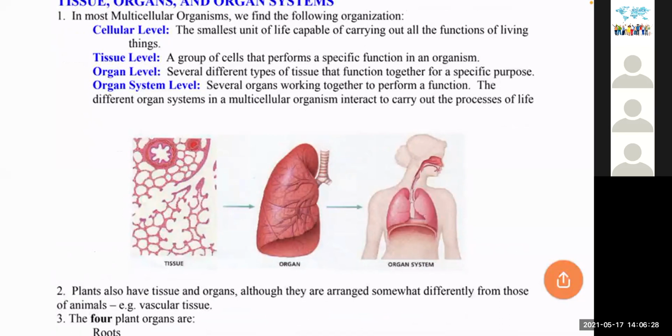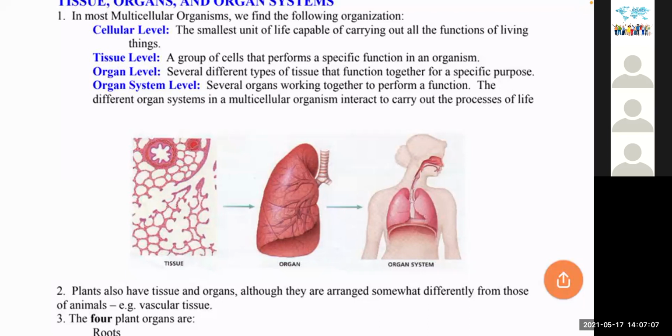So at the organ system level, you're going to discover that several organs are working together to perform a function. Just like in the respiratory system, we have lungs, the trachea, the bronchi, a lot of organs and parts of the body trying to perform just one specific function that helps you to breathe in and out, the air passage. This is the organ system level.